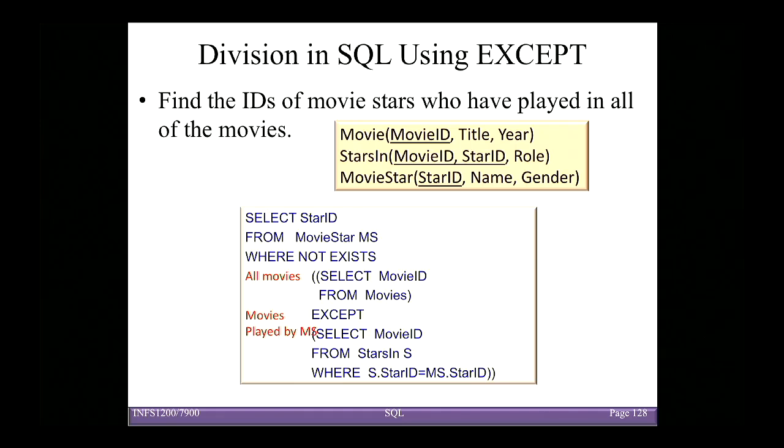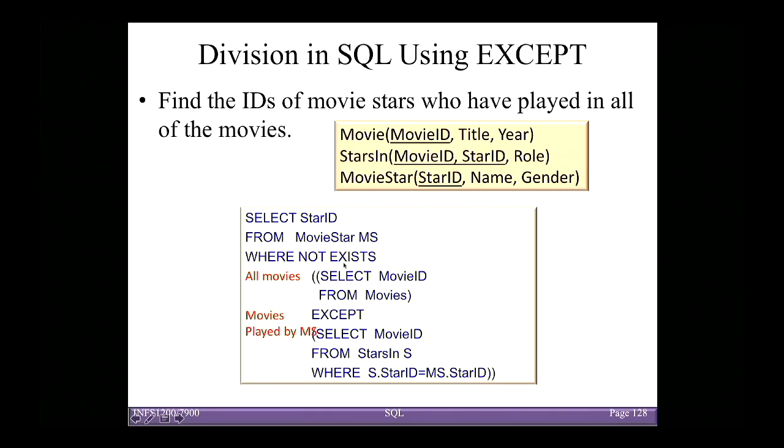All right, so let's see how we can write it. Essentially, I'm going to show you two ways to write SQL division. Neither of them is that easy. The first one uses two excepts. It uses a not exists and an except. So I want to find IDs of movie stars who have played in all of the movies. I'm going to say select star ID from movie star where not exists.